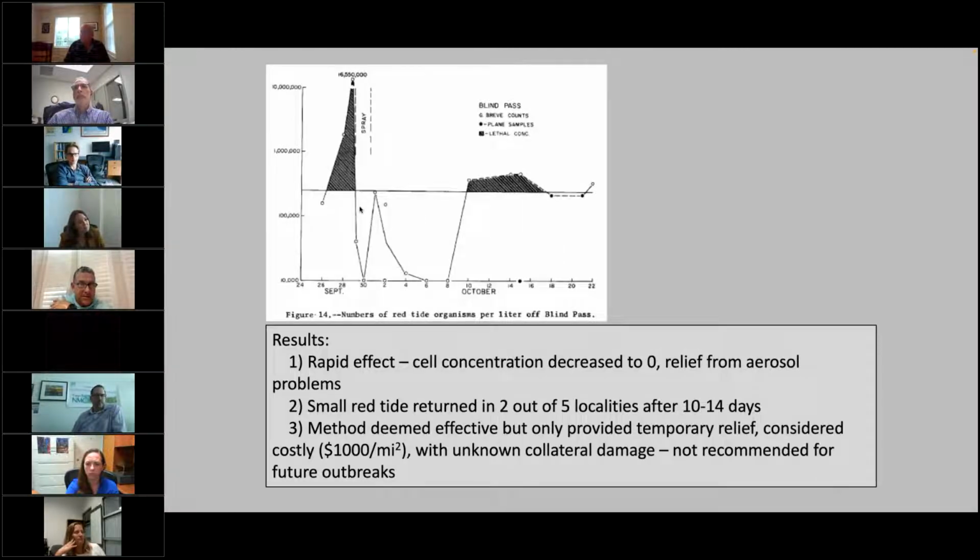This is an old figure, but it shows that the red tide numbers dropped dramatically with the treatment. Then maybe a week or two later, there was a gradual recurrence, but nothing like it had been. The method was certainly deemed effective, but it only provided temporary relief, and it was also considered expensive. Although these days, if we could spend $1,000 to treat a square mile, I would jump at it. But it was the collateral damage: this copper sulfate killed many things at all levels, in the water and down at the bottom. So it ended it. Chemical control pretty well stopped there.